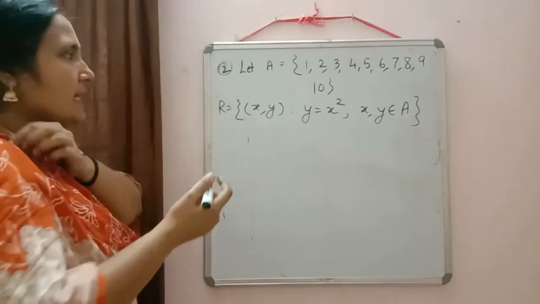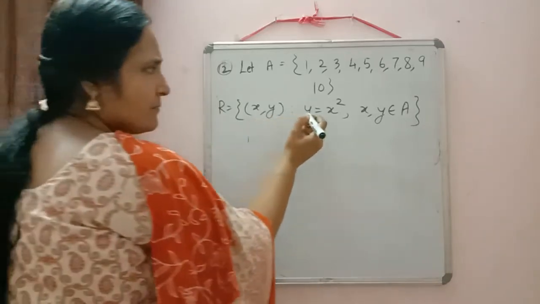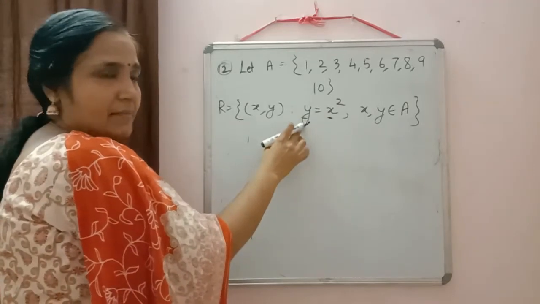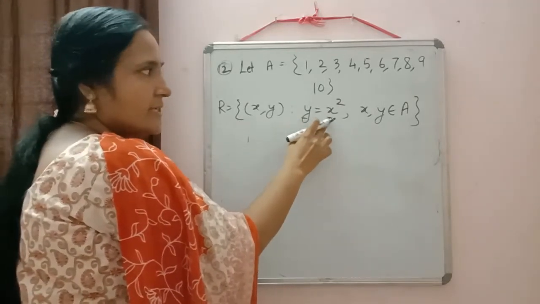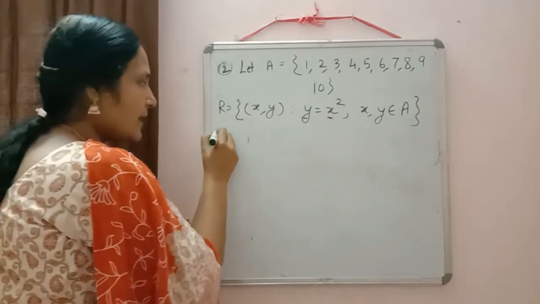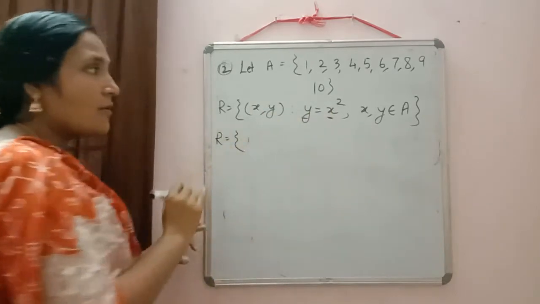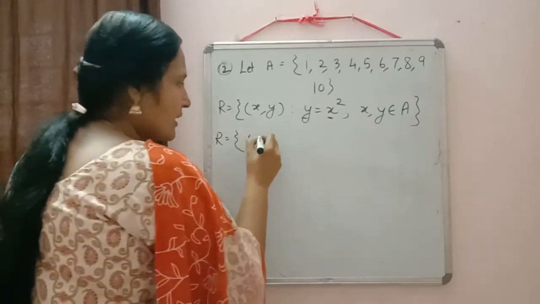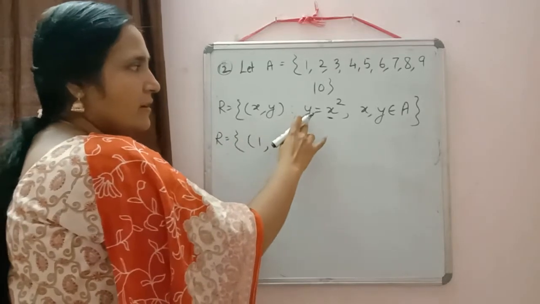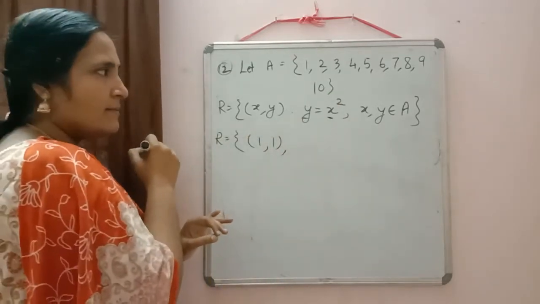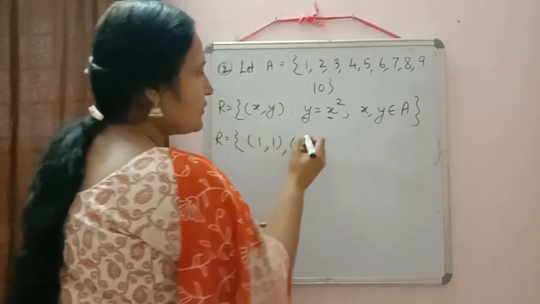Now what is the relation given? Just to check the meaning: y is equal to x square. Y is the second element. The second element is the square of the first element. So shall we start writing? So this will be the roster form. First we can take x is equal to 1. Okay. Then what will be the value of y? y is equal to 1 square, so that also will be equal to 1. Then we will take x is equal to 2.